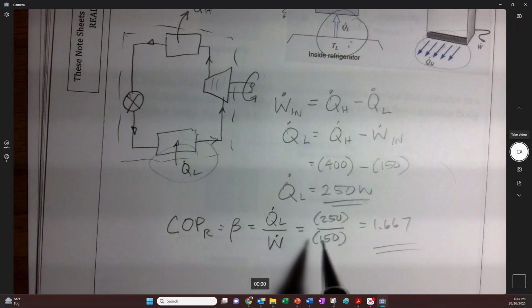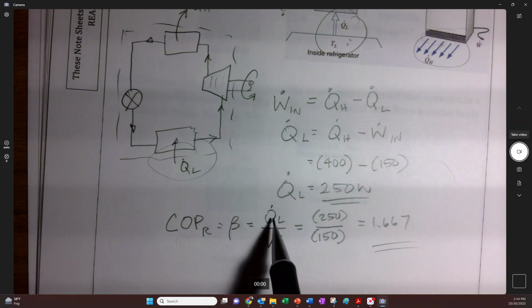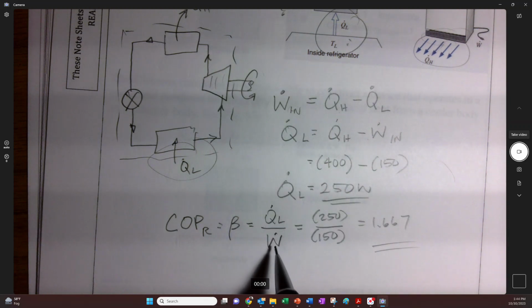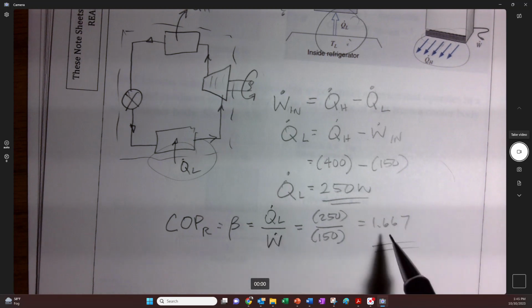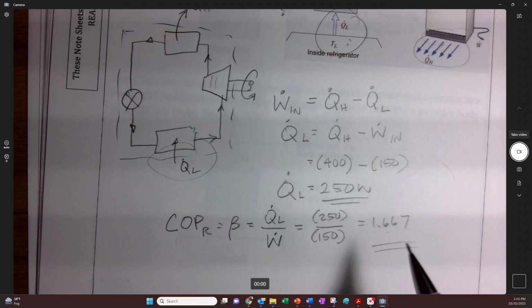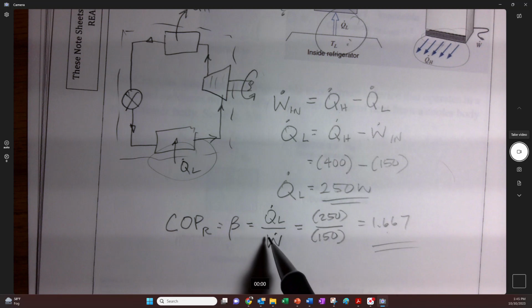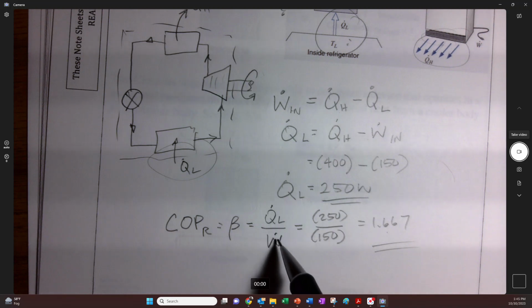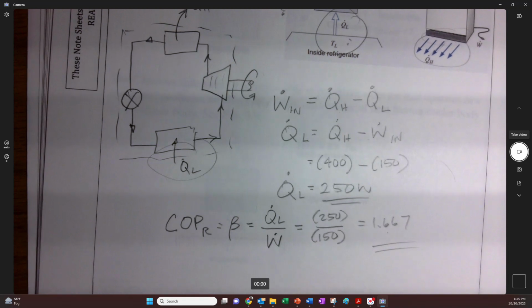Now, notice this is greater than 1. Why is that? Well, I think it's because it's easier to move heat than it is to create work. Maybe that's one way. Someone asked in class how this can be greater than 1. I'm going to just mention that it's relatively easy to move heat, but it's quite challenging to create power. So that would be one just gut feel, easier way to describe it.